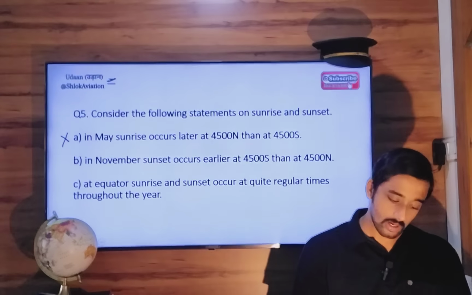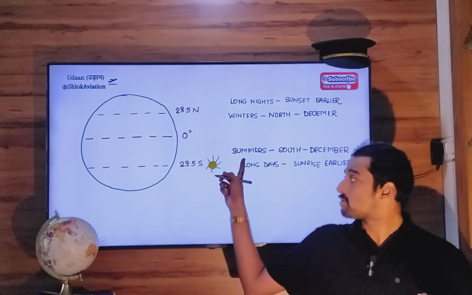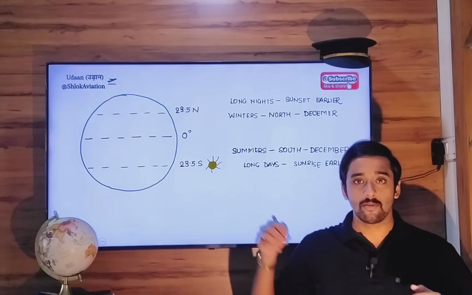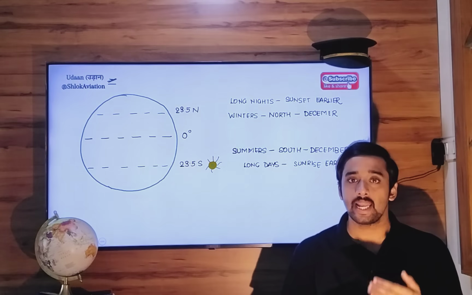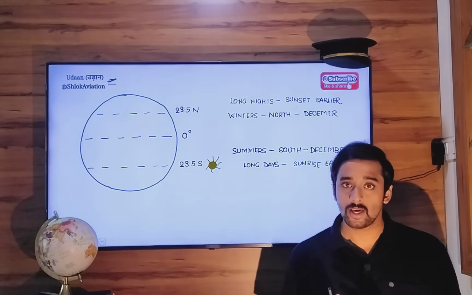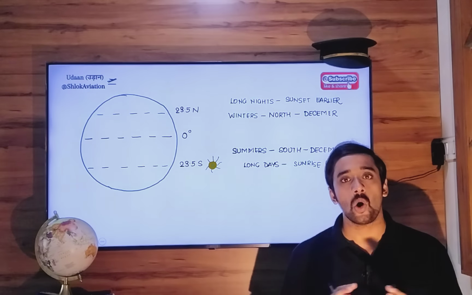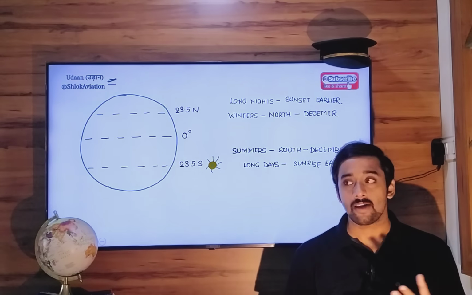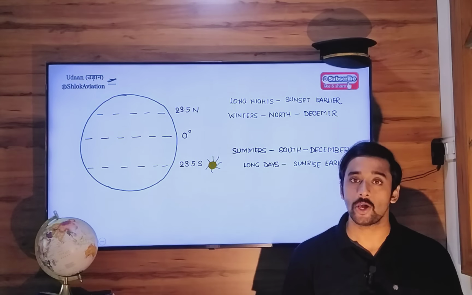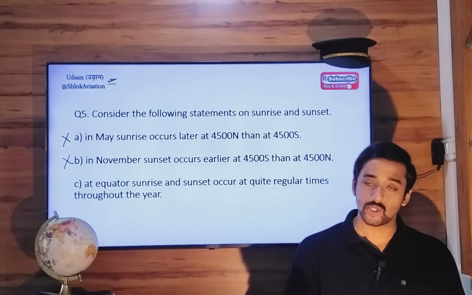Is that correct? No. In the month of November, that is November, December, January, you have summers in the southern hemisphere. Summers mean long daytime, short night time. So sunset will be delayed. Whereas in the northern hemisphere, you have the season of winter, with long nights, long evenings. That means sunset will happen much earlier, 5 in the evening, 4 in the evening, depending on your latitude, right? So statement 2, statement Bravo, is also wrong.